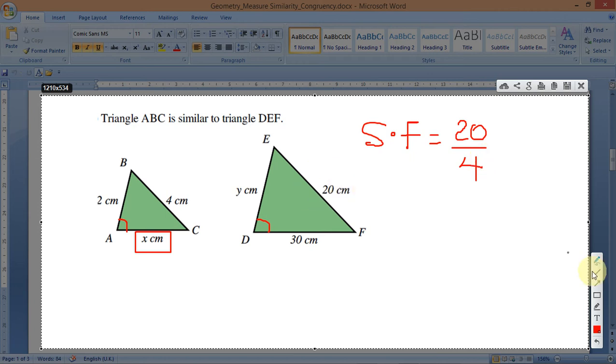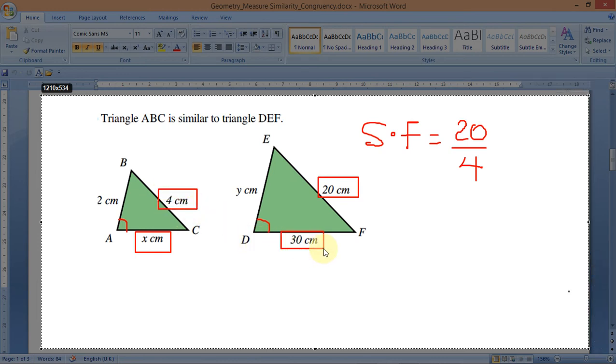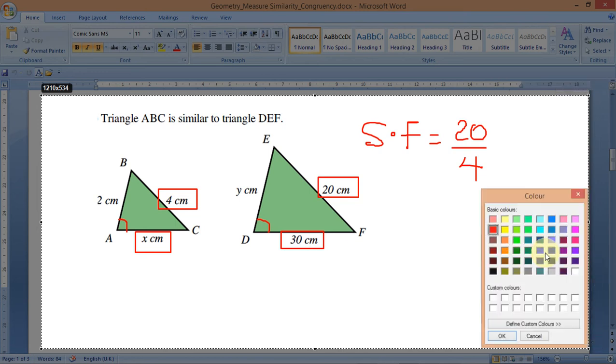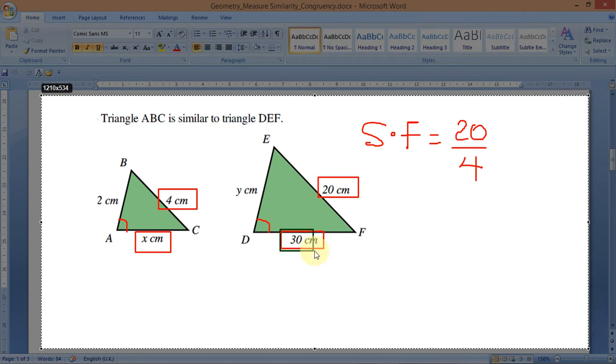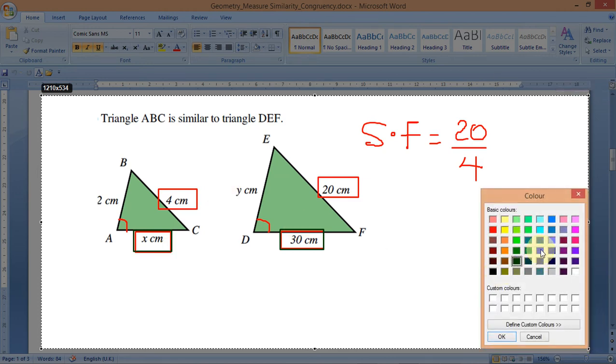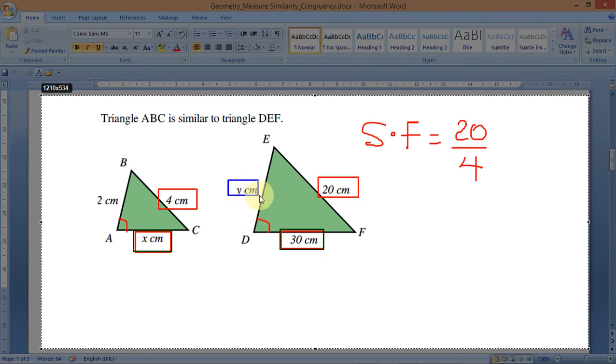Just take any two known values, any two given parameters. This is known and this is known. Then you can work with the two corresponding sides, the other one unknown. Let me use another color. Let's go for green here so that you understand. The red ones correspond to each other, and the green ones also correspond to each other. And finally the blue one also corresponds to each other. So let me find the two unknowns. Let's go for x first, then y. You work with the known value first.